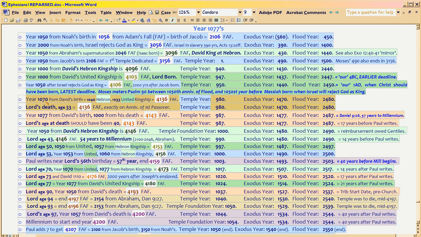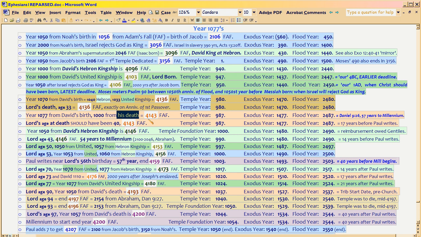There were two endings, okay? The first ending was here, 10 years after this at Hebron, and then 10 years after this for United. 10 years after this for United is 4143, okay? That's based on his death, all right? But David lived 7 years past his retirement.